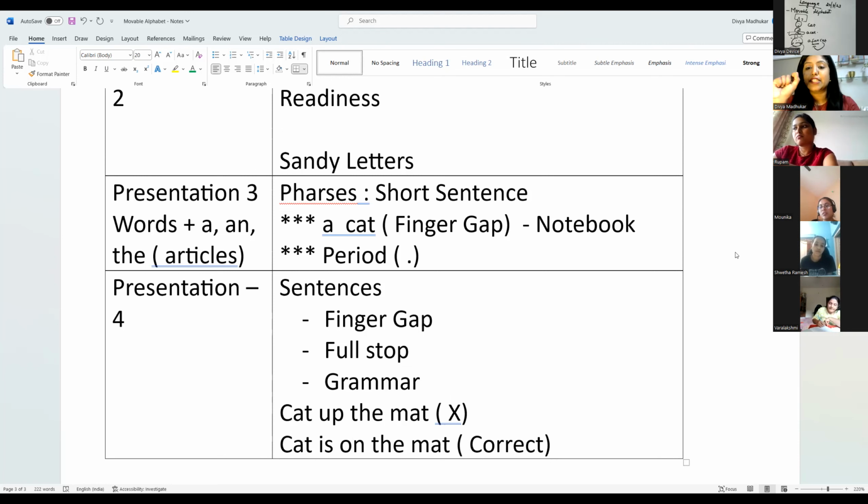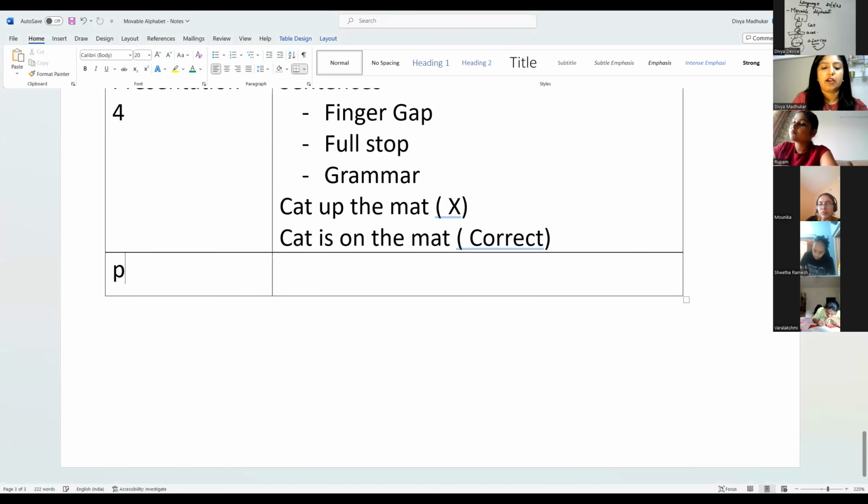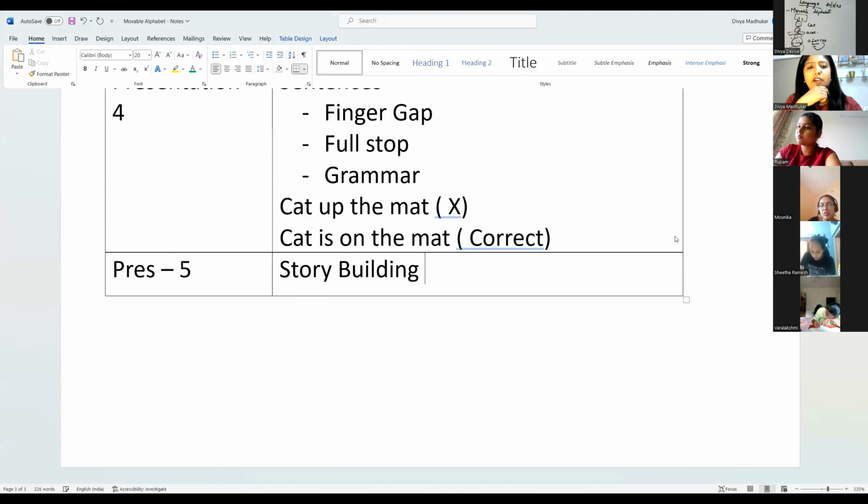So in this sentence formation, it is not only important that you work on the previous exercises, but you should also work on expressing your grammar sentences over here. Then in my 5th presentation, this is where I work on my sentences. So I build a story, right? That's called my story building. Now, this is where my child will start writing.